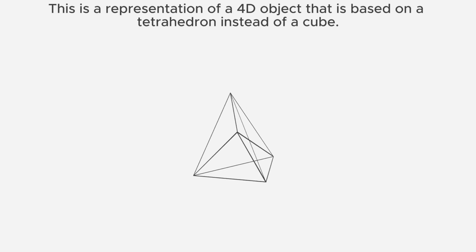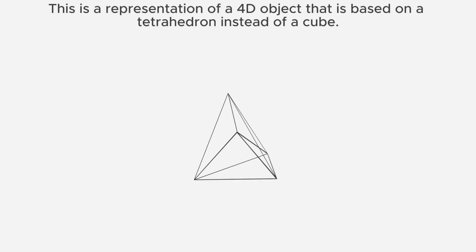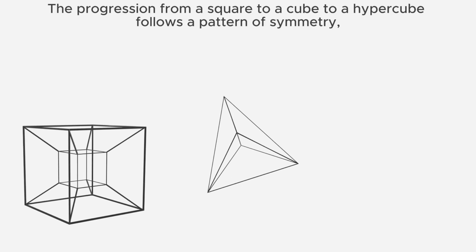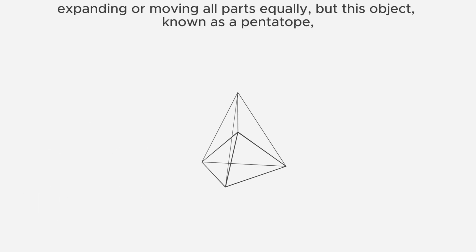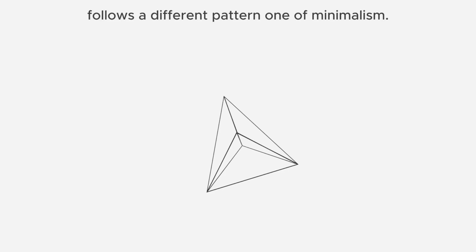This is a representation of a 4D object that is based on a tetrahedron instead of a cube. The progression from a square to a cube to a hypercube follows a pattern of symmetry, expanding or moving all parts equally. But this object, known as a pentatope, follows a different pattern, one of minimalism.